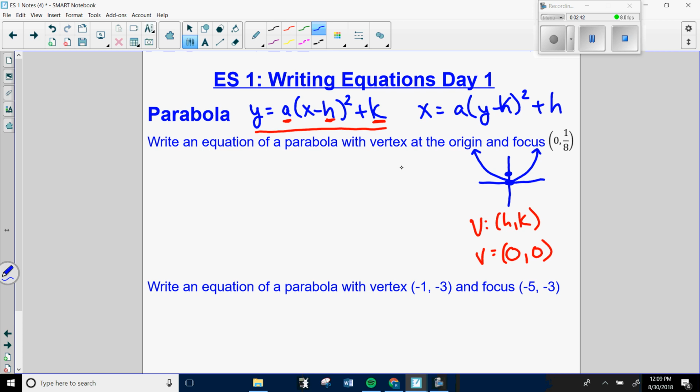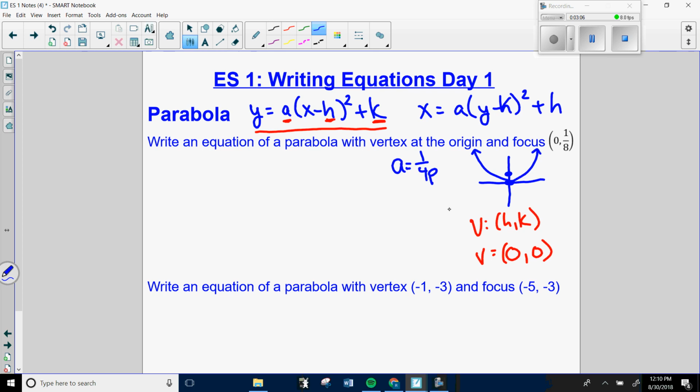Now we need to figure out what a is, and there's a formula: a equals 1 over 4p. So I've got to figure out what p is. We don't know what a is because that's what we're trying to figure out. So do we know what the p value is? Well, the definition of the p value is the distance from the vertex to the focus.